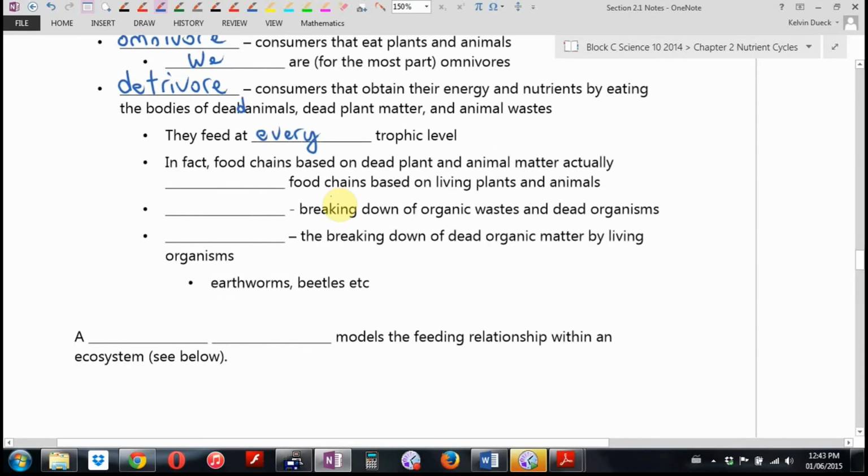In fact, food chains based on dead plant and animal matter, believe it or not, Courtney, actually outnumber food chains based on living plants and animals. You may not realize that, but there are far more food chains designed to deal with waste products and with stuff that dies than there are food chains designed for the whole predator-prey predation thing.